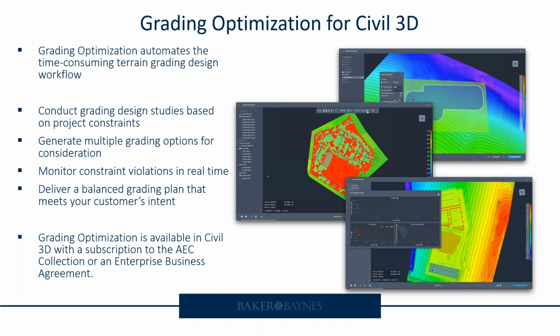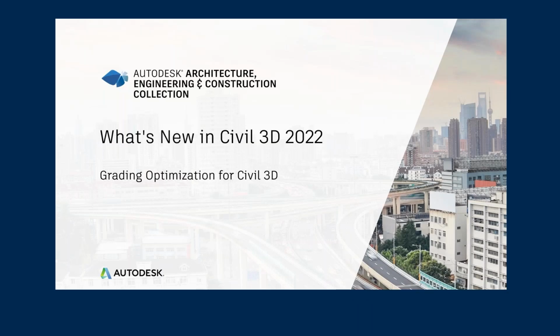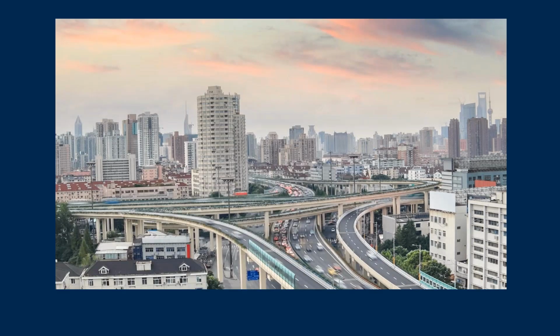So again, it's a fairly new feature. There would definitely be more webinars in the future, more detailed applications, so keep your eyes open for that. It is a part of the AEC collection to Civil 3D subscription users or Enterprise Business Agreement users. So if you haven't heard of it, and if you are a subscription user, please go and log into your Autodesk account. You would see under Civil 3D, or if you just search under your products, grading optimization, it is there. I have it installed and it's good to go. So let's have a look at exactly how this works.